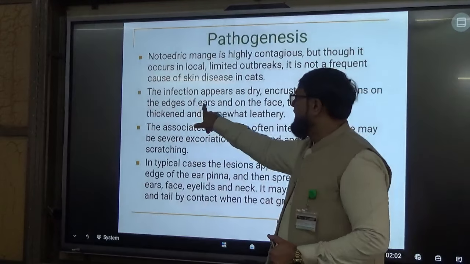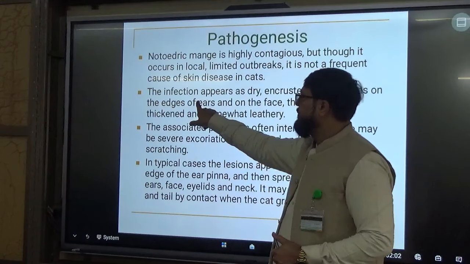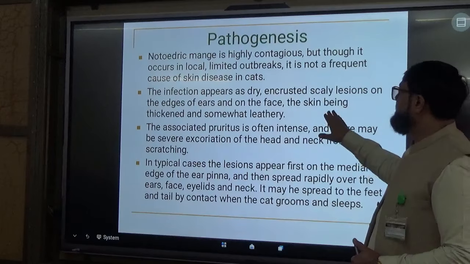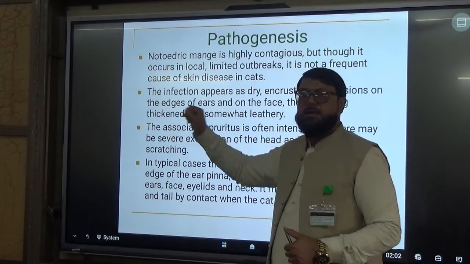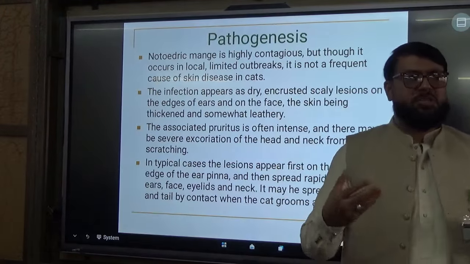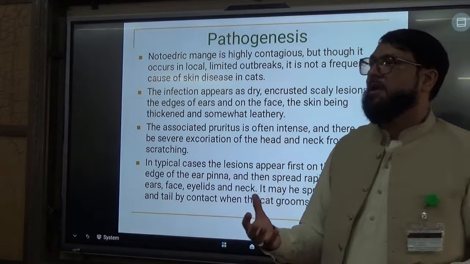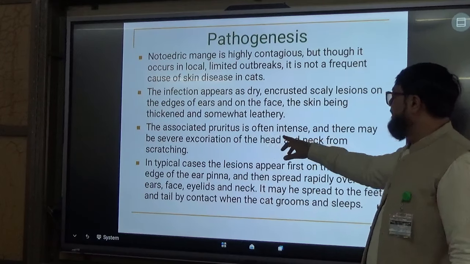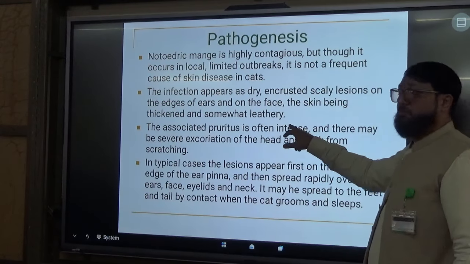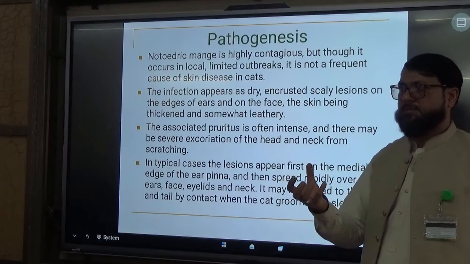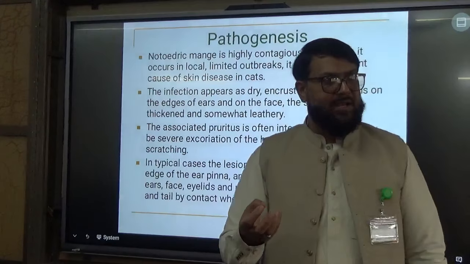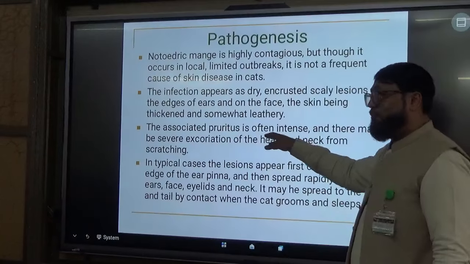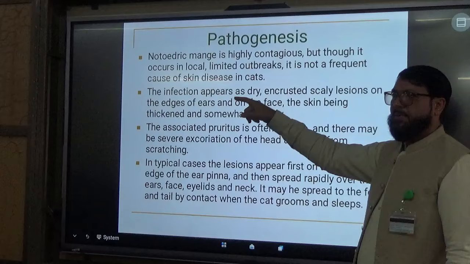On the edges of the ears. Now the ears are more about the predilection site, maybe on the face, maybe on the skin, which is also showing thickening. So ultimately, what is the pathogenesis? The thickened skin, which is having a scaly surface. The associated pruritus is often intense. Now, one reason could be because of the nests, that there is not only a single mite at that location, there is an aggregation of mites in those nests which can cause pruritus, and the intensity would be severe as compared to the Sarcoptes.